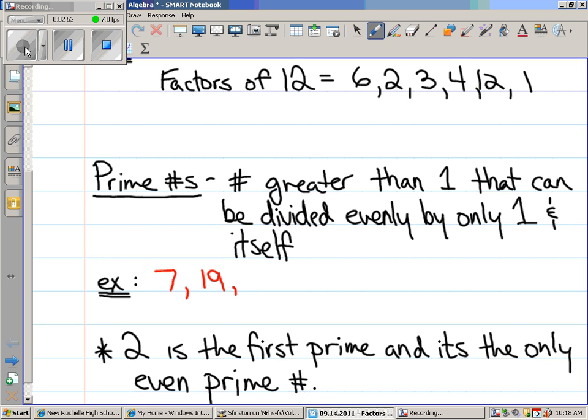This is a bit of trivia. Turns out 2 is the first prime number because 1's not prime, and 2 is the only even one. So if you guys are on Jeopardy and they ask this, the answer is 2.